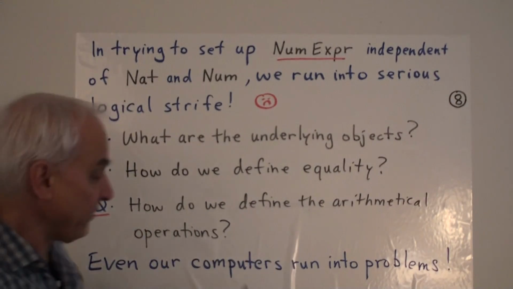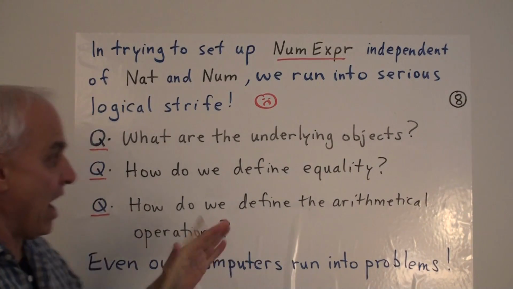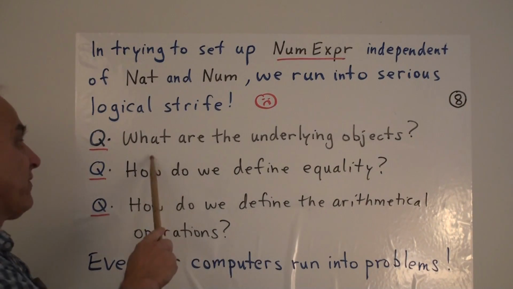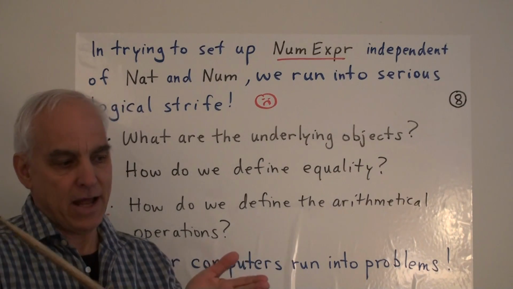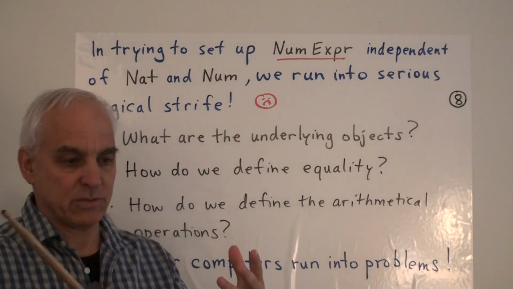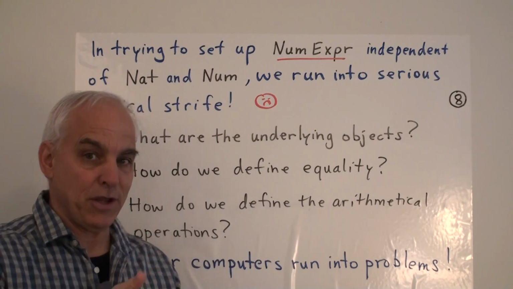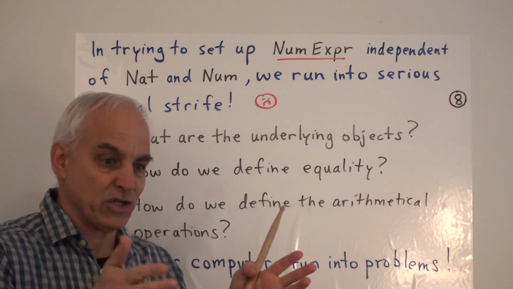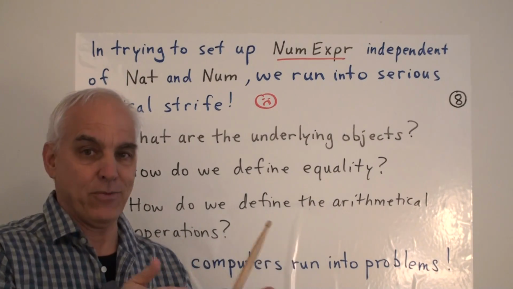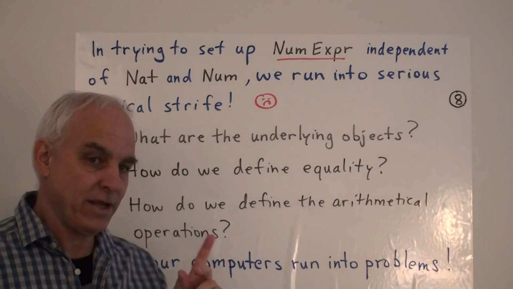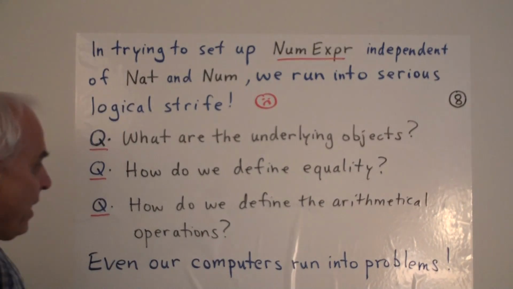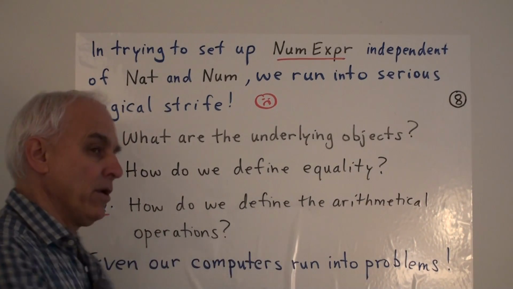So in particular, we have to deal with at least the following kinds of issues. We have to specify what are the underlying objects. Okay? So if the underlying objects are certain kinds of mathematical expressions, then you have to say very clearly what kind of expressions you're going to allow and which ones you're not going to allow, clearly. That's already very challenging. Then you have to define equality.